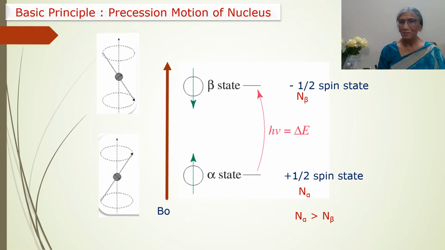N alpha represents the population of nuclei in the low energy state, the alpha state, and N beta represents the population of nuclei in the higher energy state, that is the beta state.